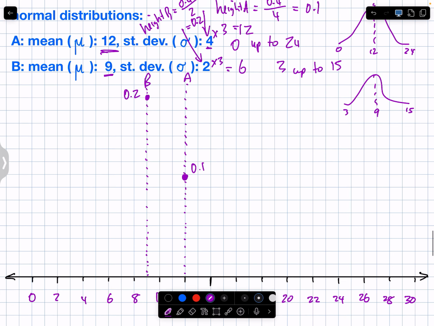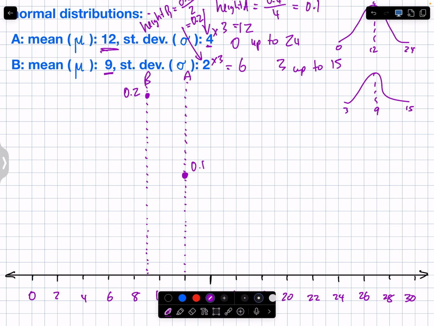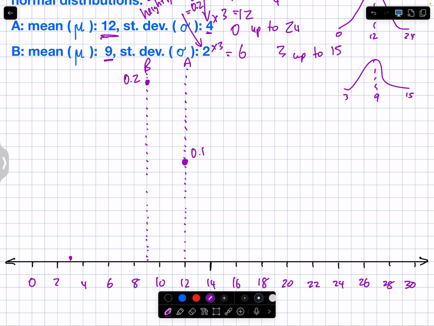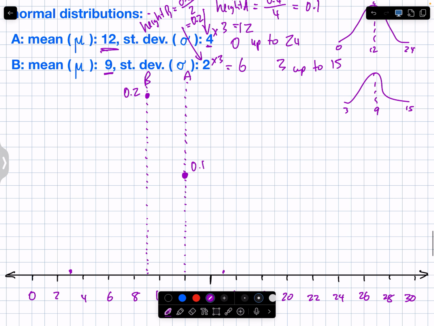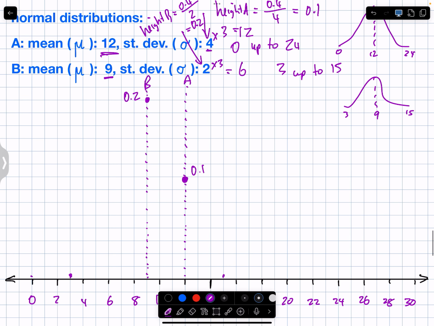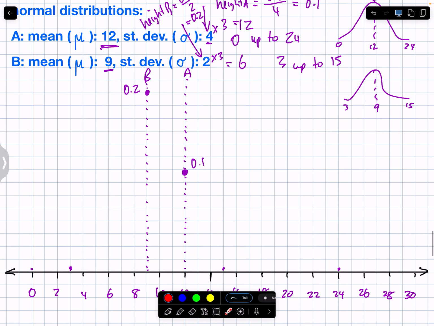3 standard deviations away. So B needs to finish around 3. So I'll put a little dot around 3 and finish around 15. So that's my B. My B curve is going to go between those 2 dots there. Where's the lowest that A goes? It goes from 0, around 0, to 24. So put little dots there, ready to go.